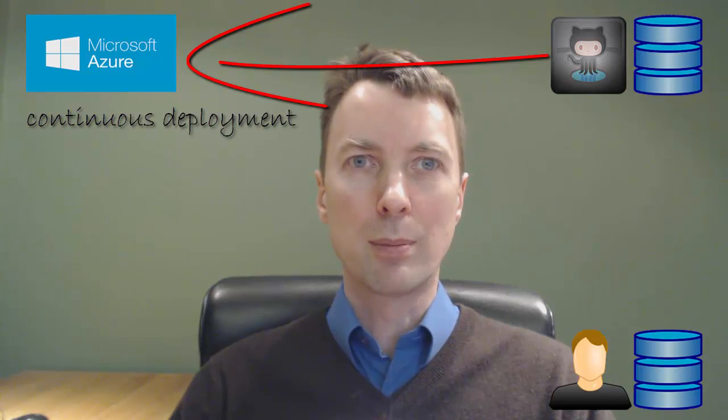The repository contains a MVC web project. We could create a Microsoft Azure website configured so that when updates are made to the remote repository, the website is automatically updated, known as continuous deployment.